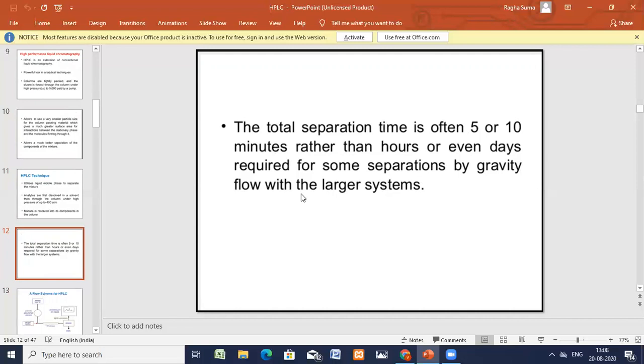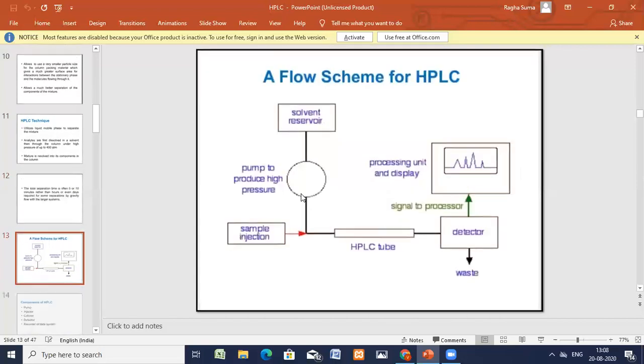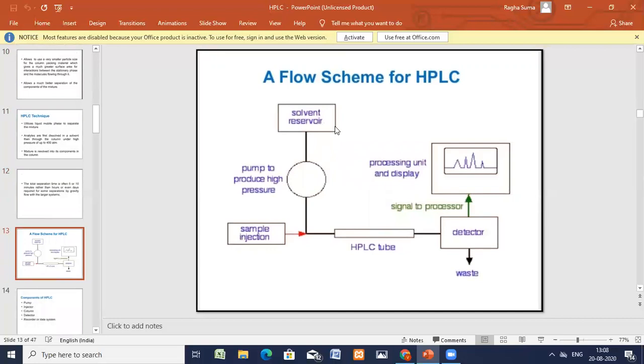Okay. Now we'll see the schematic diagram, the flow scheme of the HPLC. Here you can see the solvent reservoir and then the pump that produces high pressure. As the solvent travels from the reservoir, the pump produces more pressure. Here we inject the sample. This is the reservoir for the mobile phase.